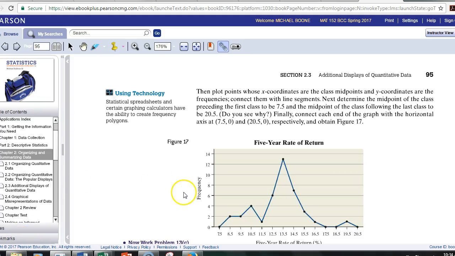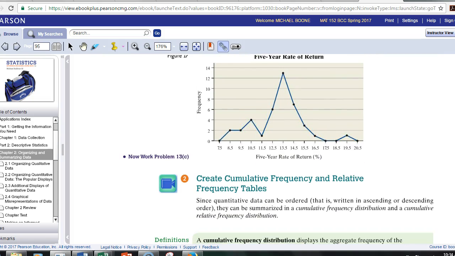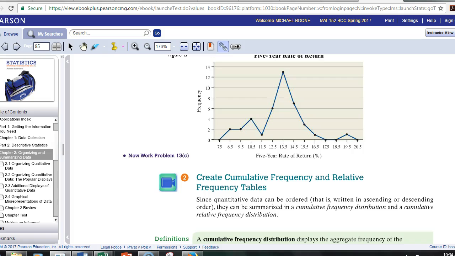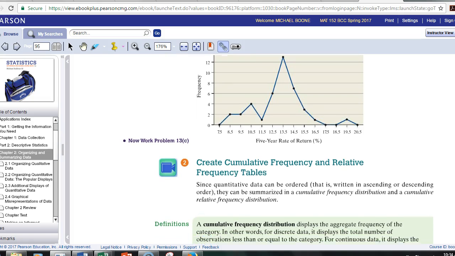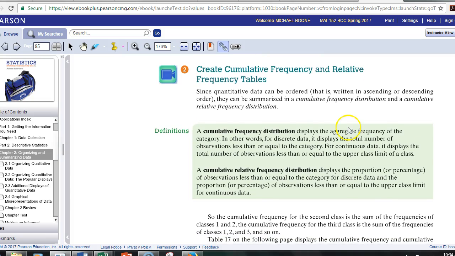All right, so in chapter 2, section 3 and section 4, section 3 is talking about some different graphs that can be used. The main one that I wanted to focus on in the video is just talking about a cumulative frequency distribution.